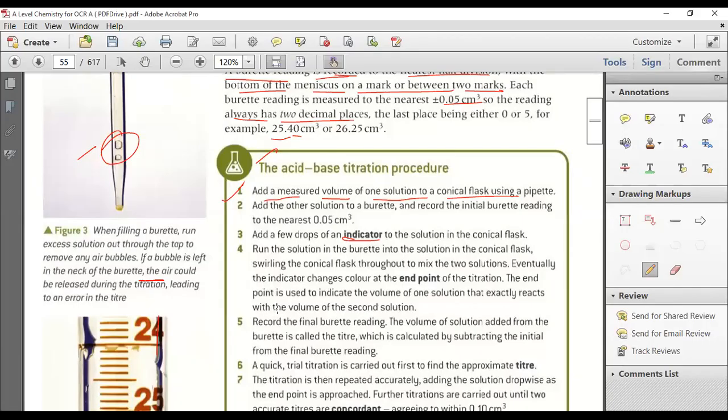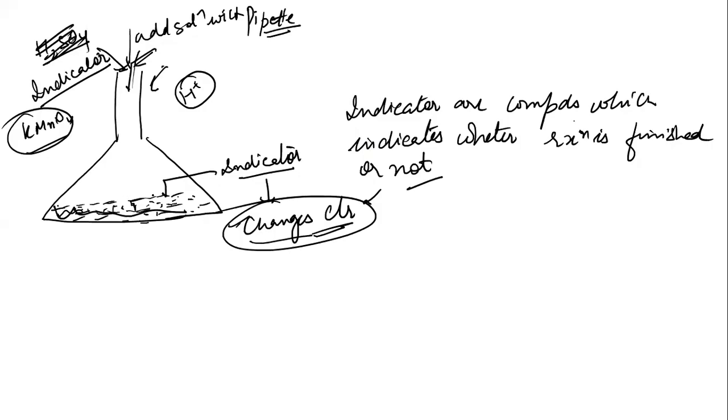Whenever we are doing this experiment, this particular color changes. Now we need to note down that reading. That reading is known as the endpoint. So this color change means the endpoint, and you need to note down the reading also.